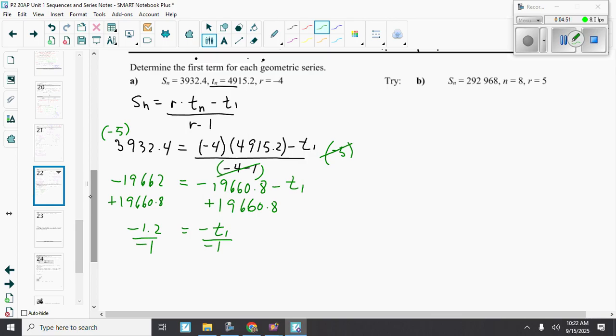-T1 is equal to -1.2. So you definitely want to make sure that your variable is positive with the final answer. I don't have to see this divide by 1. You can just tell me T1 is equal to 1.2. I'm okay with that, but if you'd like to show it, go right ahead.